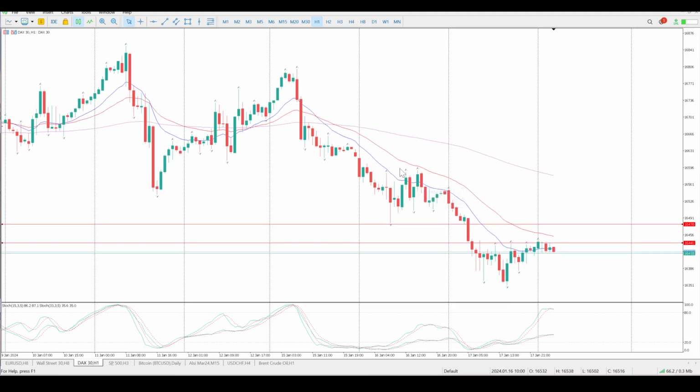Now, looking at the hour, you can see a clear downward trend, no debate about that. We got into the zone and started going sideways. Oscillators are indicating that we're looking for another move down, so I would be paying attention to that.